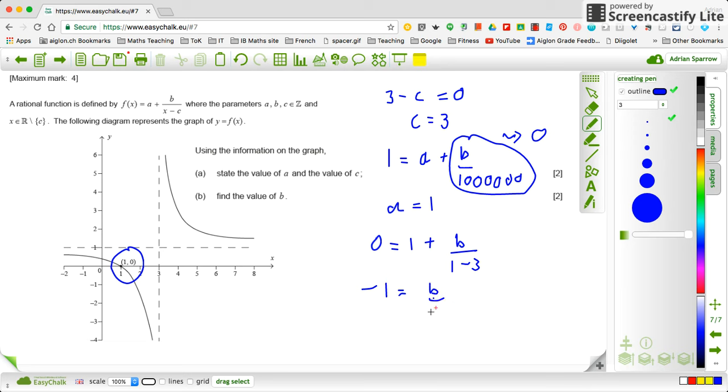B divided by minus 2. I'm going to multiply both sides by minus 2. And B is 2. So I have all those answers here. C equals 3. A equals 1. And B equals 2.